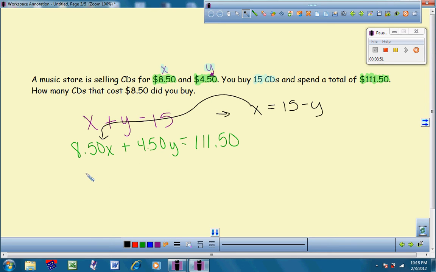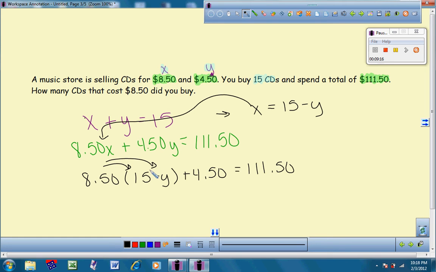Alright, so let's go ahead and do that. 850 times 15 minus y, put in the rest of your equation, plus 450y is equal to $111.50. Distribute the 850 to everything inside the parentheses. And we will get first 850 times 15.